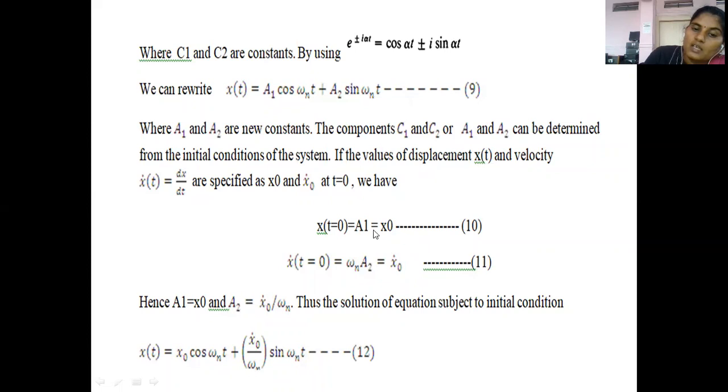What value of A1 will we get at this point? We'll get the value of x naught is equal to A1. Same condition, if you go for calculating the x dot velocity, at time t is equal to 0, velocity will be equal to v naught.